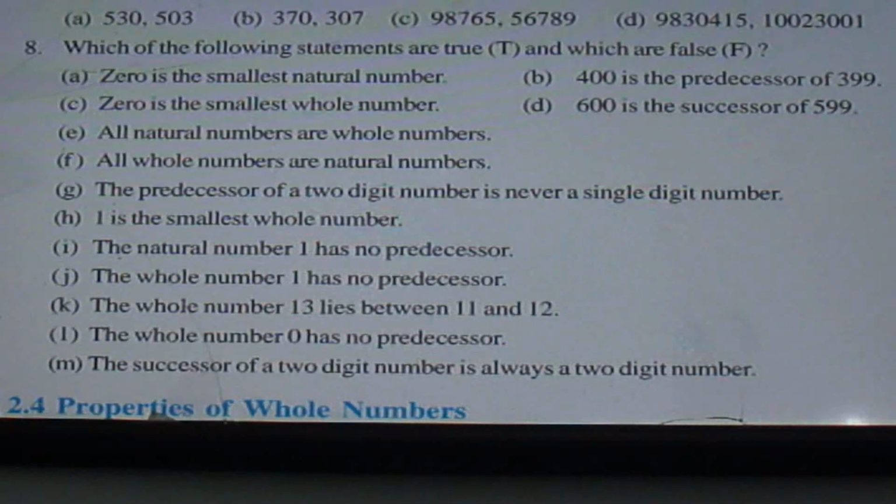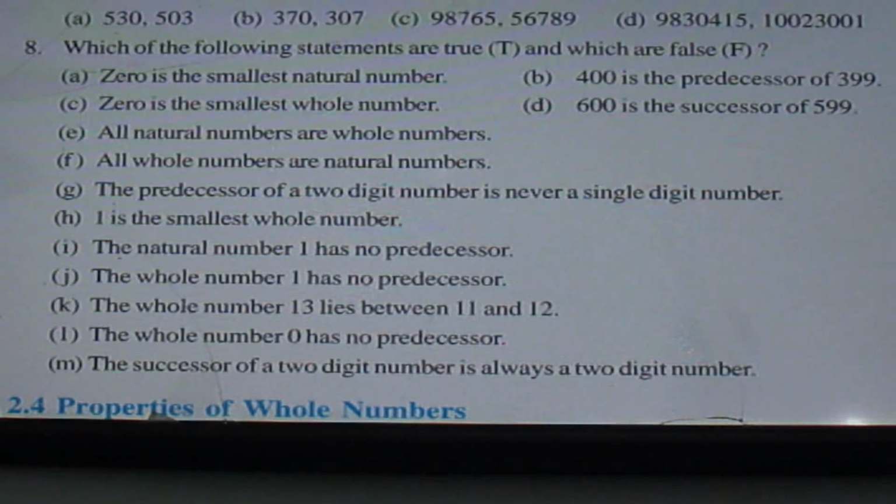Now K. The whole number 13 lies between 11 and 12. Of course it is false. Why? Between 11 and 12 nothing will come. No whole number lies between 11 and 12. So 13 doesn't lie between 11 and 12. So again wrong. False.